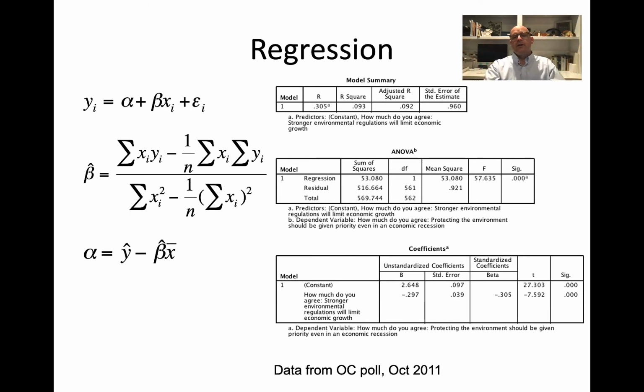Okay, so we're going to go back down here. Down here in this regression, we say constant. So at x equals 0, there's zero support for environmental regulations limiting economic growth.